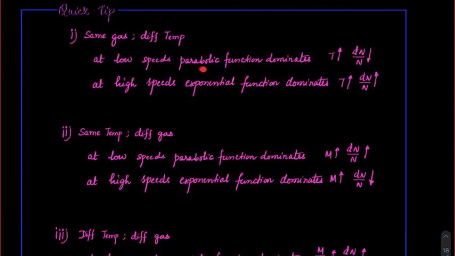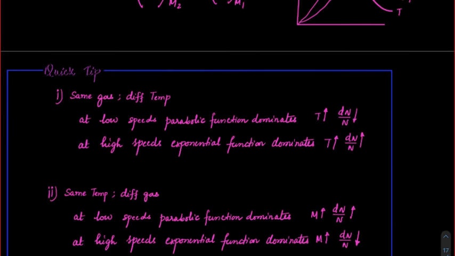At lower speed, the parabolic function will always dominate. Remember it this way. If the temperature increases, in the parabolic function you will see the value decrease, because the parabolic function is u square, which for the most probable speed is equal to 2RT by m. You can see the temperature is increasing. So what would happen? It will become more and more flat. Got it? Let me show you how it is.